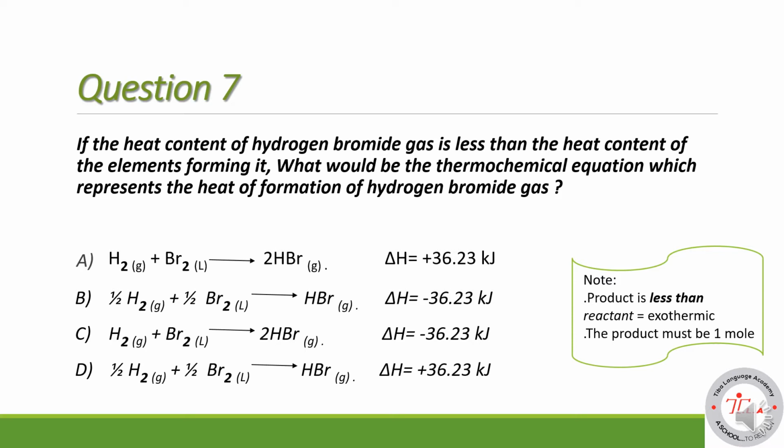Exothermic means the delta H is negative. So B may be right and C may be right. Which one of them is right? B. Why B? Because the condition of the thermochemical equation is that the product must be equal to 1 mole. And B is HBr, not 2 HBr, so it's only 1 mole. The sentence is B.